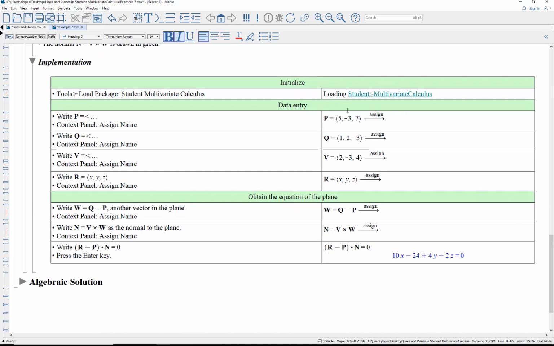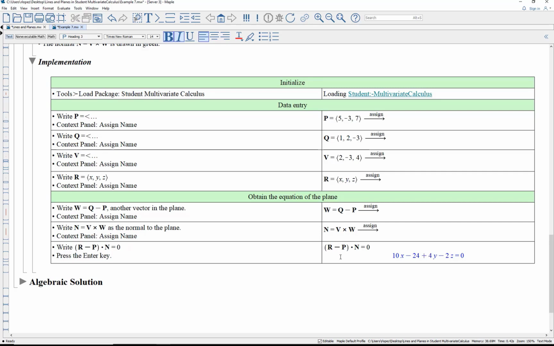Of course, you need the package. You need to define P and Q as position vectors, the direction vector V, and the generic position vector R, and it's all done with the context panel assigned name. Subtraction, Q minus P gives you the vector W. Cross product, V cross W gives you the normal N.